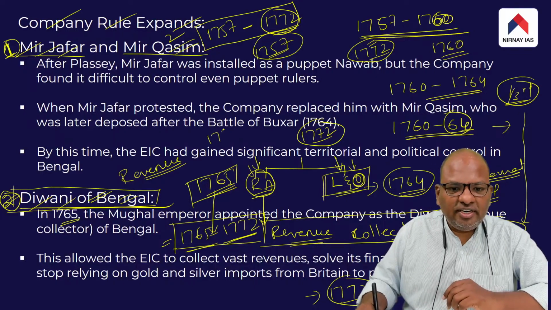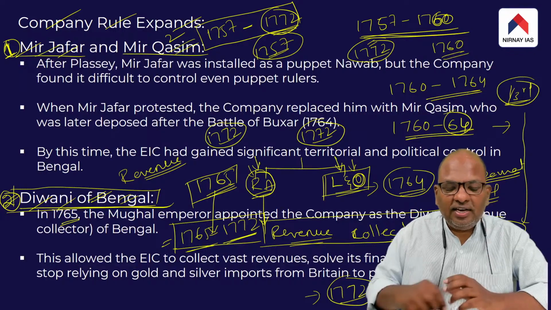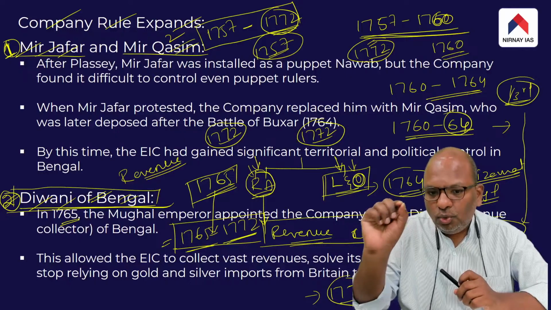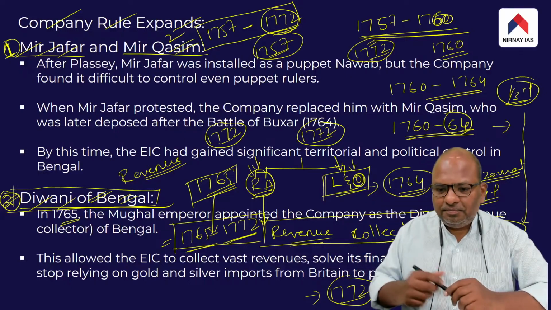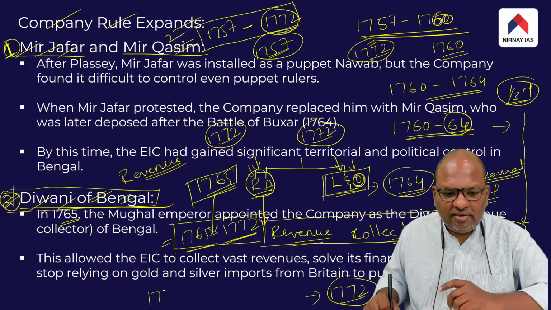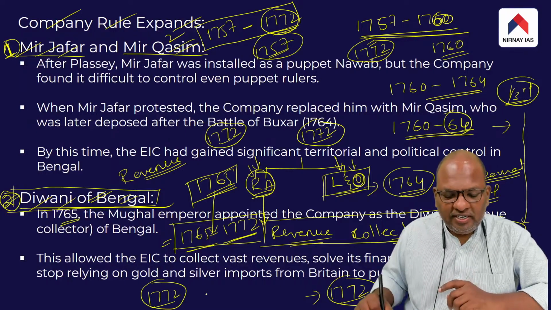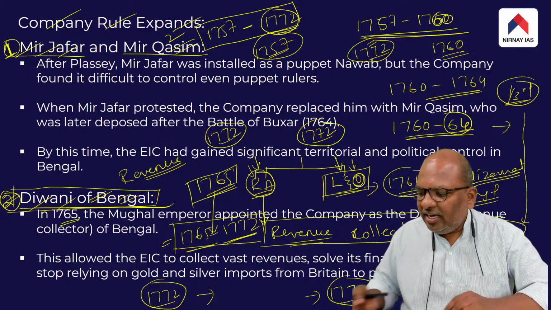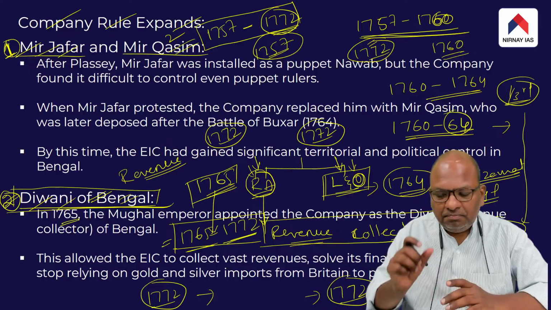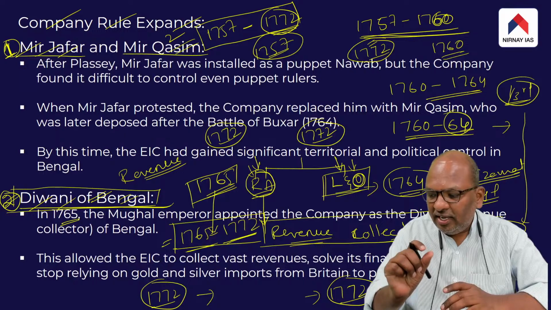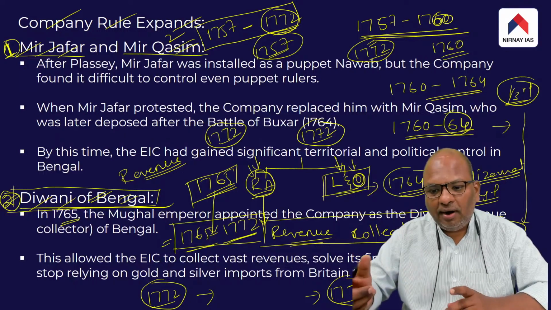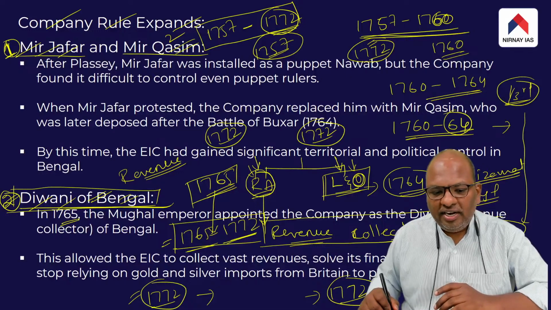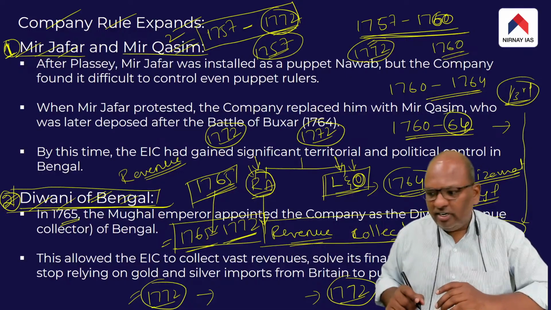So it was in 1772 that the British finally got transformed from merely a trading entity to a territorial power, or an administrative power. And that's how the British rule in India began in 1772 AD.